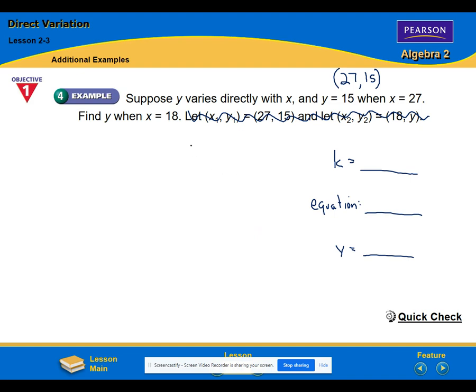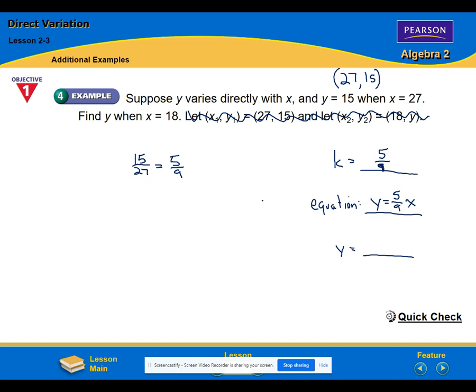And again, what you need to do is to find the k value, divide the y by the x. So that's simply 15/27, and then reduce that. Please reduce your fractions. Both of these are divisible by 3. That means 5/9. The k value would be 5/9. On the quiz, that's probably worth a point. Okay, the equation then is y equals kx with 5/9 in for the k.